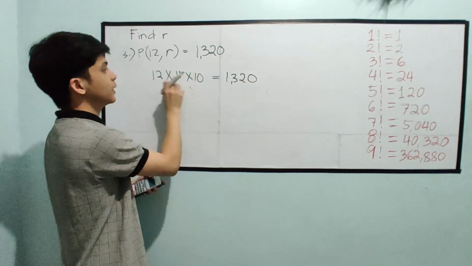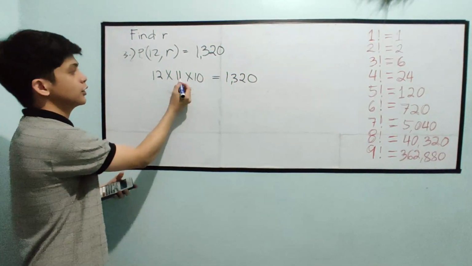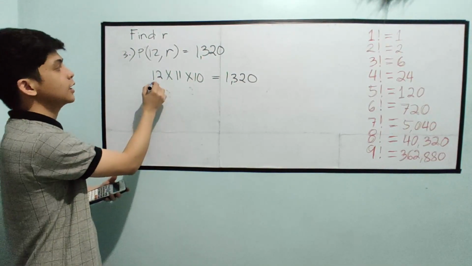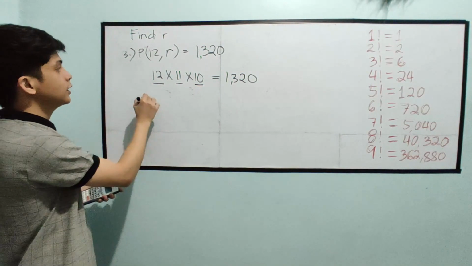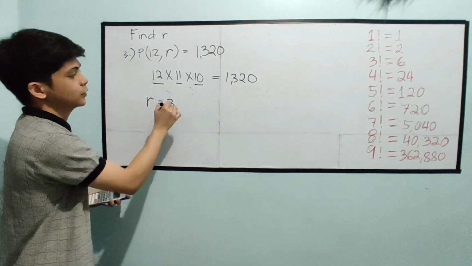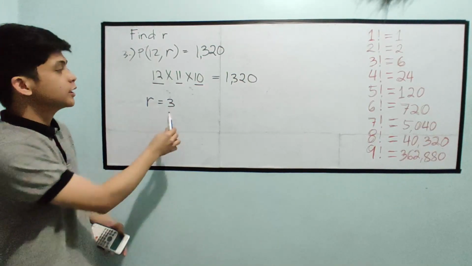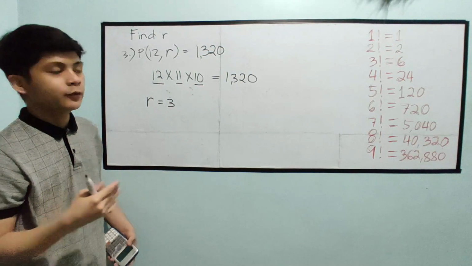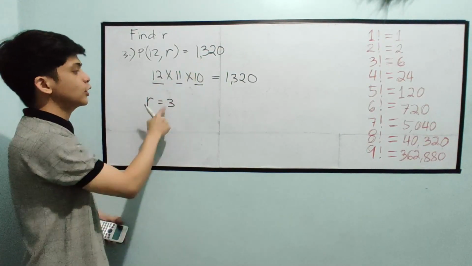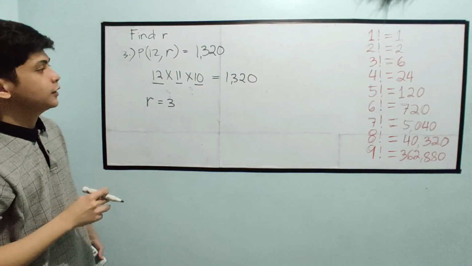So, pag i-multiply mo tong tatlo, magiging result niya is 1,320. So, ibig sabihin, ito na yung sagot natin. Bibilangin na natin siya. 1, 2, 3. So, meaning, yung R is equal to 3. So, ganun lang siya kadali. Now, pwede nyo siyang i-check, no? So, gamitin nyo yung formula ng permutation. I-try nyo kung makakuha nyo ba is 3. Okay?